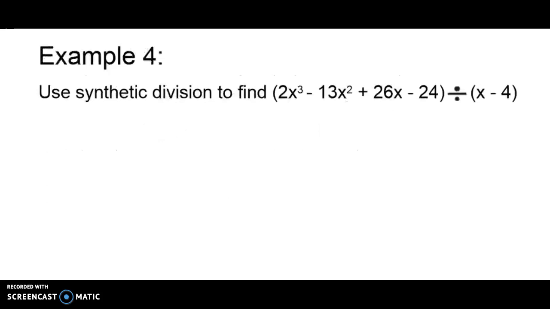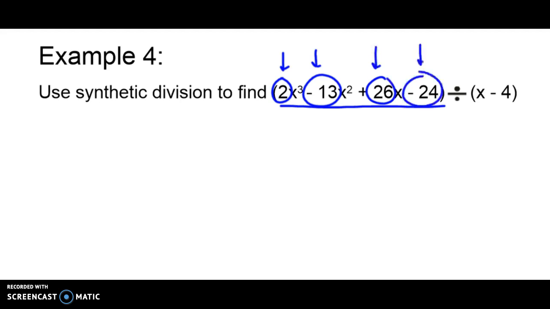So we're going to take a look at example 4, which is using synthetic division to find what 2x to the third minus 13x squared plus 26x minus 24 divided by the binomial x minus 4. So the first thing was to write all of the coefficients of this one on a line. So I'm going to look at 2, negative 13, notice the minus sign becomes a negative, 26, and negative 24. So I read it like this, 2, negative 13, 26, negative 24.